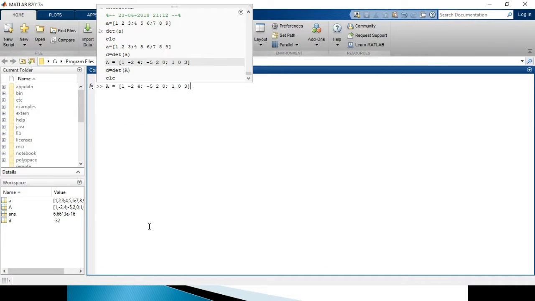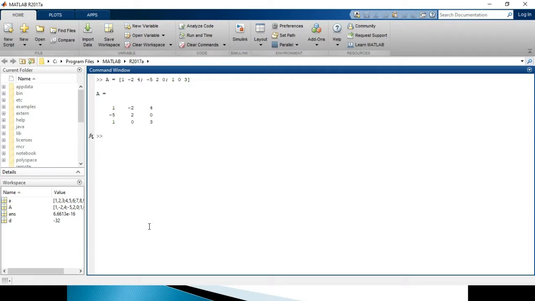Here I am going to take a matrix. Here A is a matrix where I stored the values 1, minus 2, 4, minus 5, 2, 0, 1, 0, 3. Now I am going to find the determinant of matrix A. For that I use the command det(A). Here I am going to store the determinant value of A inside the variable D. Here I get the determinant value of matrix A.